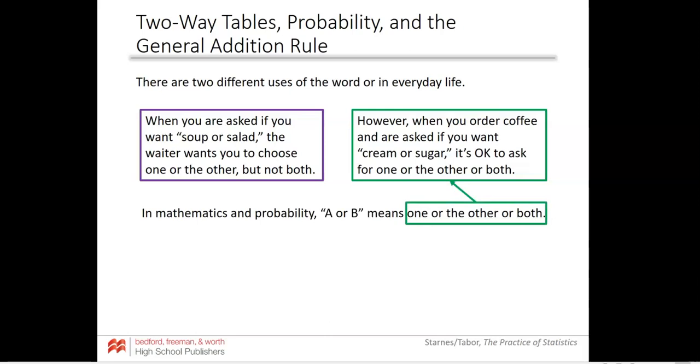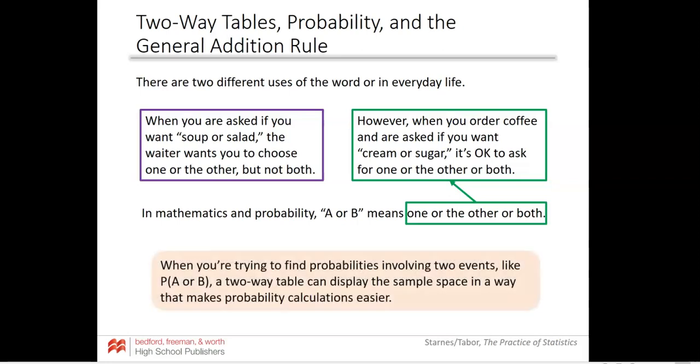So when we say probability of A or B, we mean one or the other or both. So we're wishy-washy in that we always mean either one or both of them. But it doesn't have to be both. It's different than and. And means it has to be both.